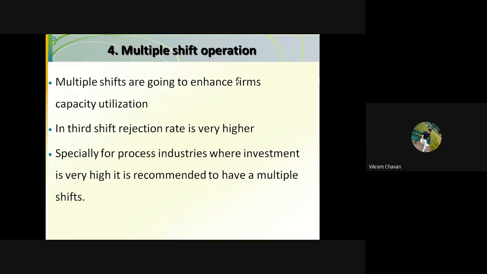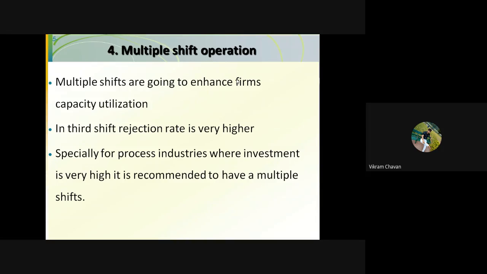Next is multiple shift operation. Obviously, what does multiple shift mean? In some companies the work is performed in only one shift, in some companies the work is performed in two shifts, and in some companies in three shifts. Why are these shifts generated?